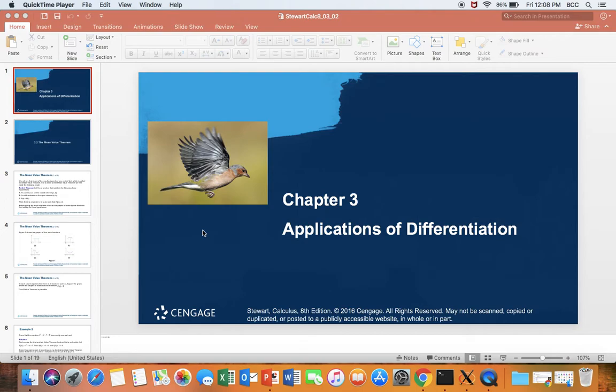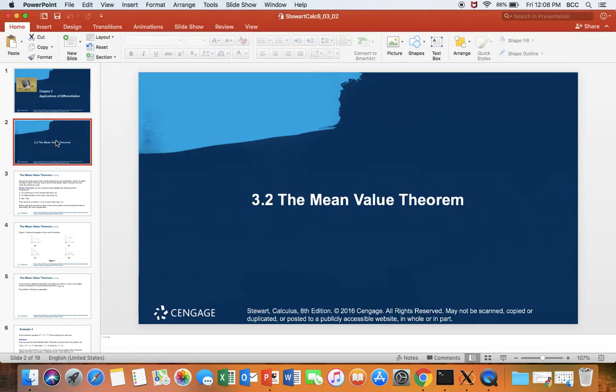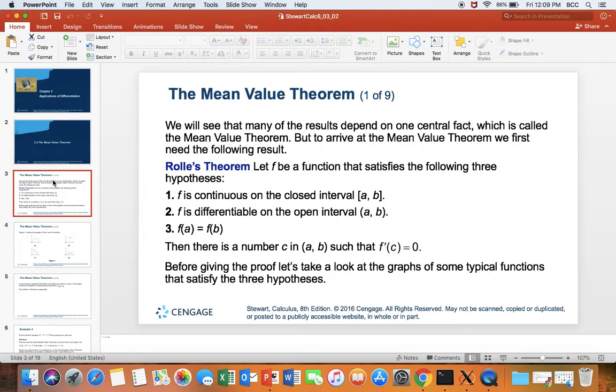Hey, welcome back. Here we start on chapter 3, Applications of Differentiation. Section 2, the mean value theorem. This is an important theorem. The mean value theorem, the section, you see, it follows from what is first called Rolle's theorem.